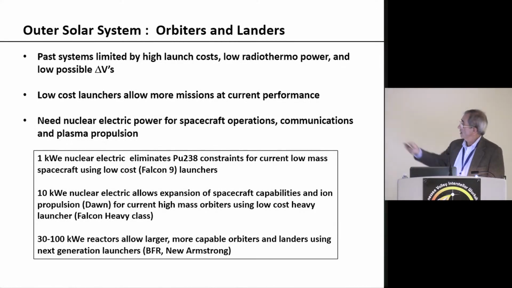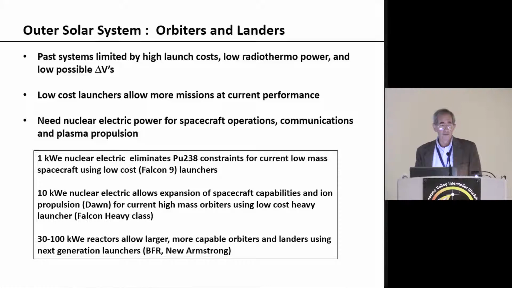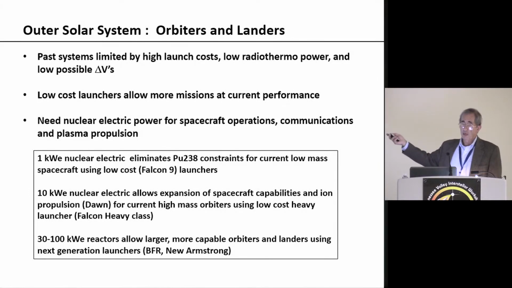You can start down at the 1 kilowatt level. First, the spacecraft designers are going to be delighted when you tell them you can give them 3 times as much power for their spacecraft. And it gets you away from the 238 constraints. And you can probably launch some of these things at reasonable prices from things like the Falcon 9.